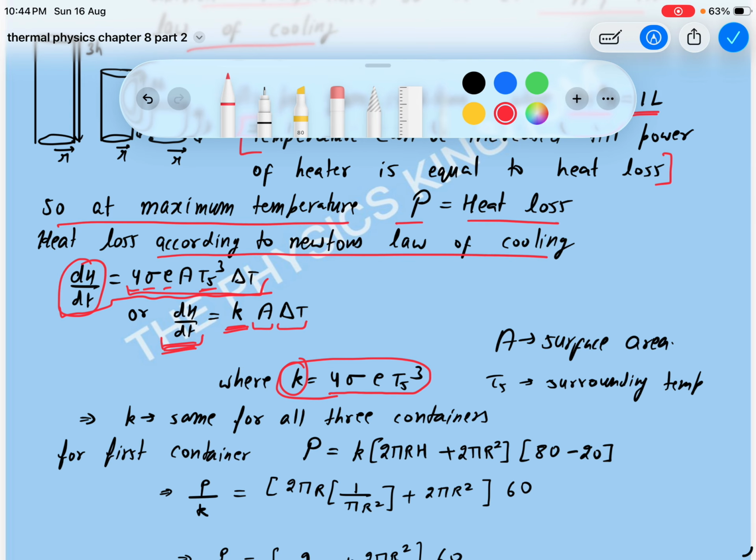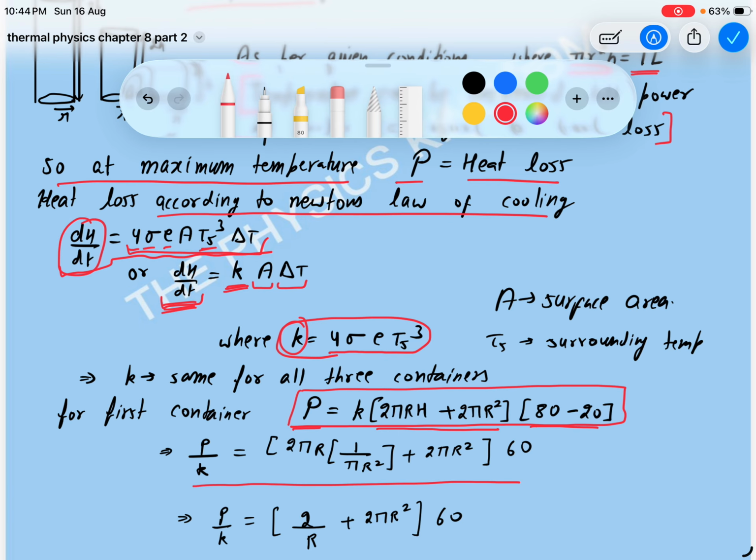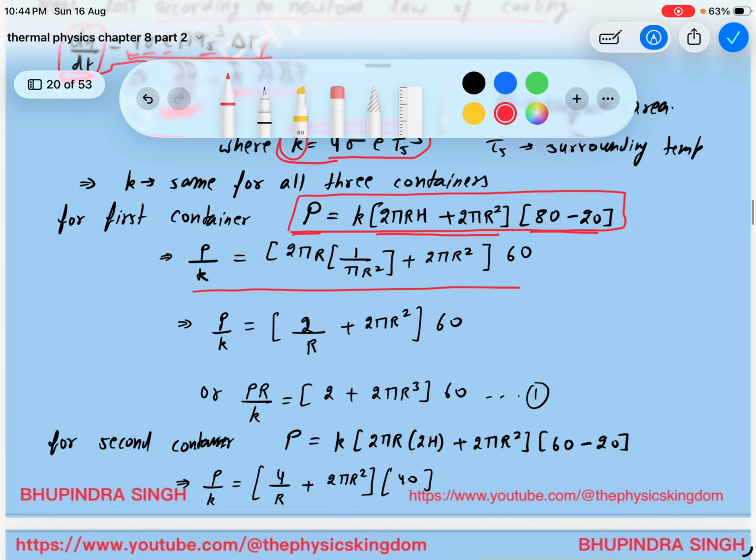So for first container, you can write P as K times surface area. Heat loss will happen from curved surface area, top and bottom, right? So I'm writing the total surface area and temperature difference. So this equation I'm writing like this. Now basically the physics part of this problem is that I'm writing P in terms of heat loss for the first container, and the same thing I'm going to do for the second container also.